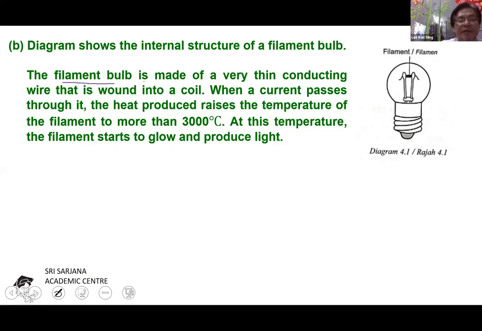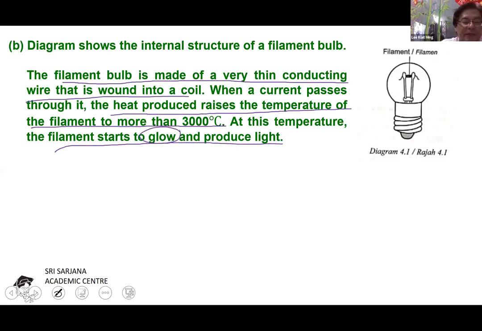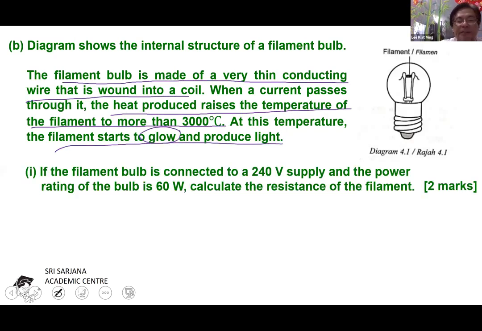It uses a very thin conducting wire in a coil. When current passes through it, heat produced raises the temperature of the filament to more than 3,000 degrees Celsius. Then it will glow and produce light. You see what they're asking for. If the filament bulb is connected to 240 volts, and the power is 60 watts, calculate the resistance.